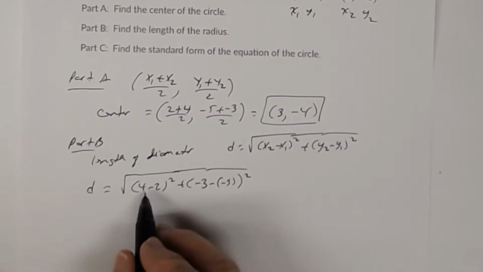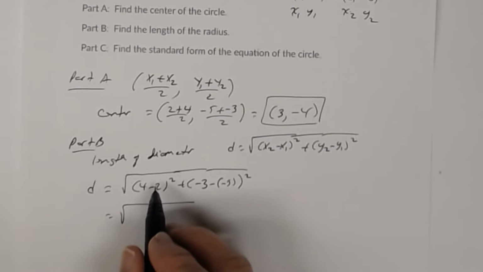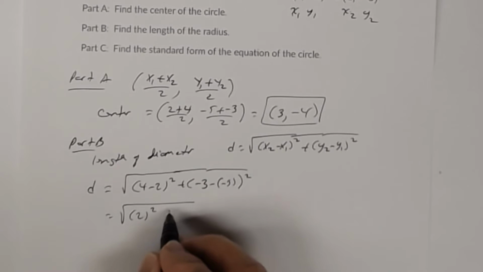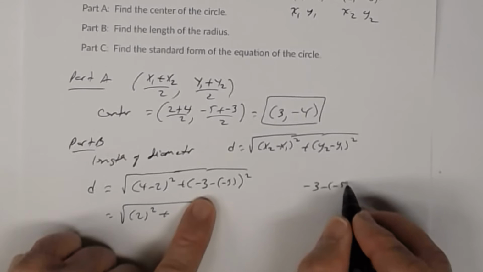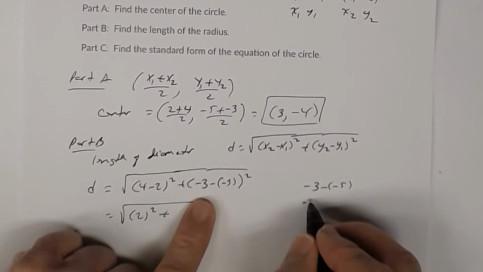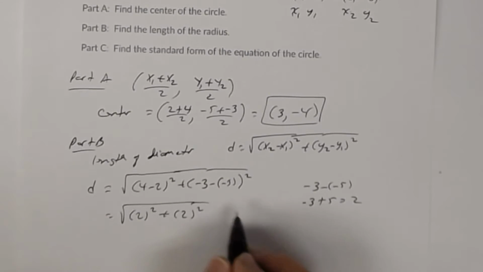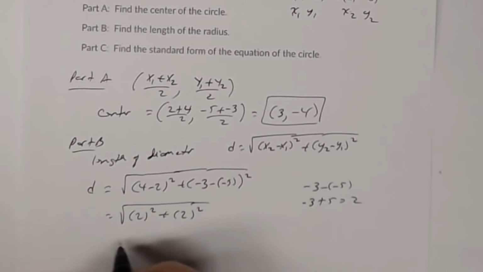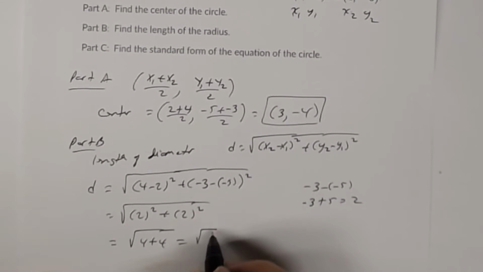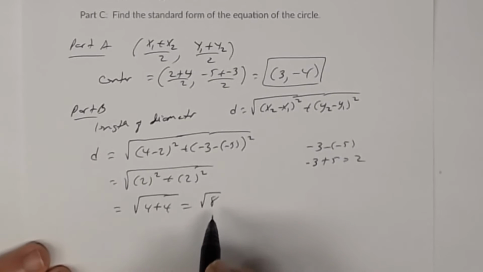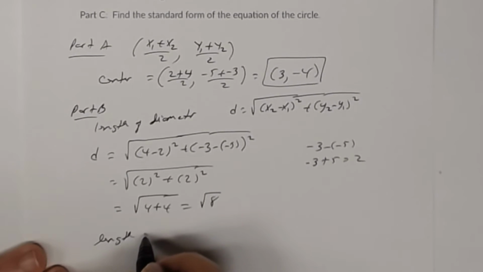Simplifying the radicand, 4 subtract 2 is 2, so this becomes 2 squared plus, now be careful here, this is negative 3 subtract negative 5, right? Well, you all know that that means negative 3 plus 5, which is 2. So this becomes 2 squared. Well, 2 squared is 4, and another 2 squared is 4, and so I get the square root of 8. Now, that's the length of the diameter, but I want to find the length of the radius.